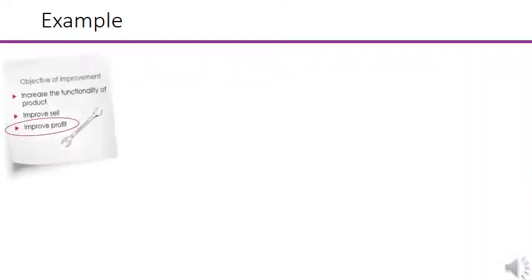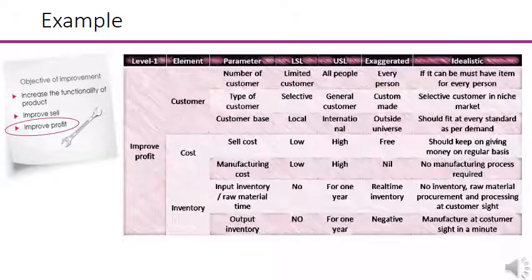Let's consider the example of a spanner. This is the same example we considered for demonstrating the focal object method. The bigger level objective set is to improve the profit. Now the first level objective is to improve profit, for which the element can be the complete supply chain of the product. At the initial stage, the elements identified are customer base, cost and inventory.